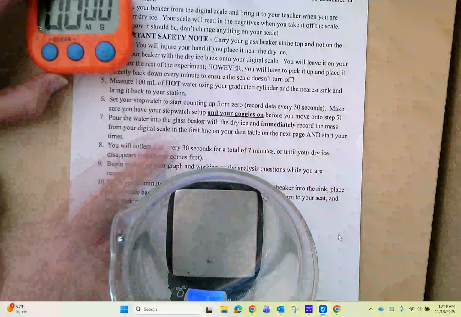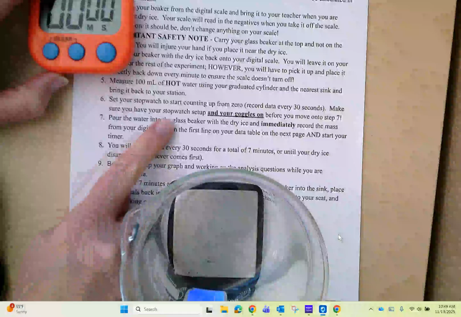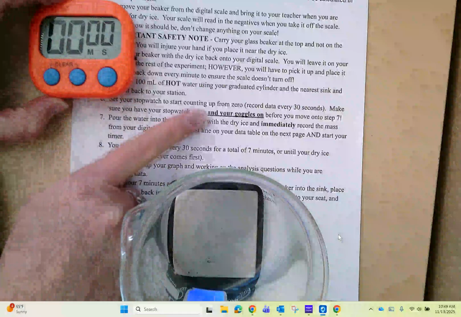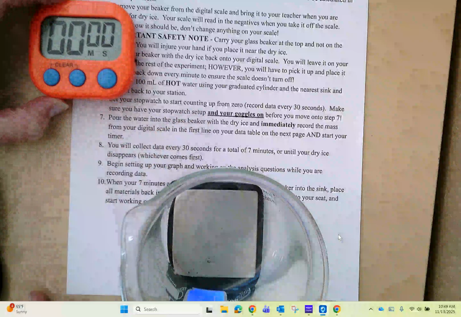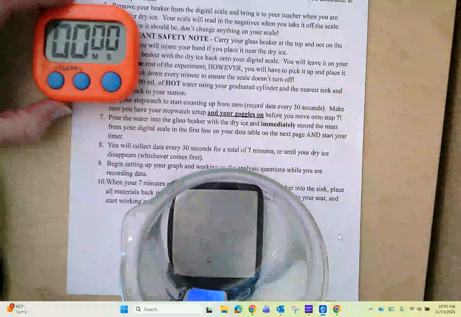We're going to be recording our data every 30 seconds. And again, make sure you have your stopwatch set up right here, ready to go. So you're ready to press that button and your goggles on before you move on to the next step. Okay, please make sure you have your goggles on. You can have some things popping and splashing out of your beakers, so please make sure you have those eyes covered and you're keeping them protected.